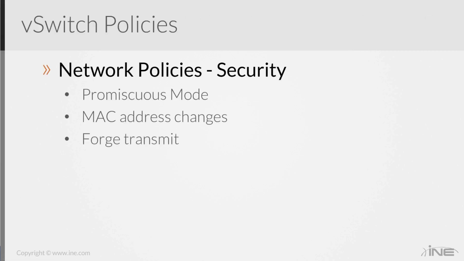So in this section, we would discuss the security policies. We'll discuss and demonstrate this. The security policy would fall under promiscuous mode, MAC address changes, and forged transmit. So let me pull up my vSphere web client here so we could have a look at these settings.